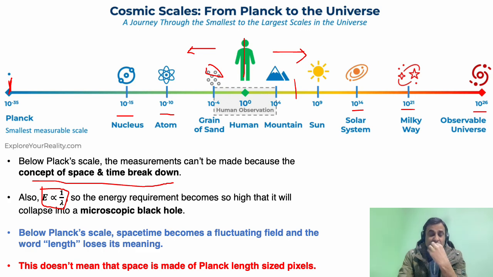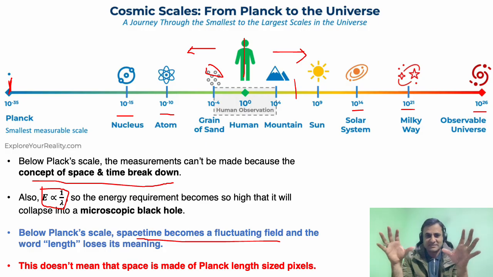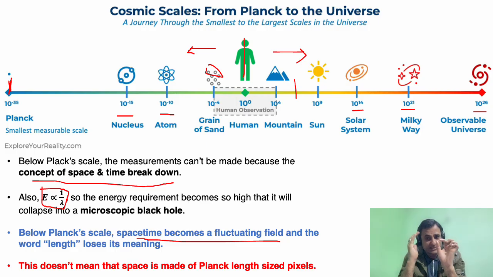And then there is one more reason, from the point of view of quantum mechanics: at such small scales, space and time actually do not appear to be space and time anymore. You are basically dealing with a quantum field. This is a fluctuating field, and in a fluctuating field the word length loses its meaning. So this is the smallest size that we can measure in the universe. But keep in mind that it does not mean that space itself is made of Planck-length-sized pixels of field or energy, whatever you call it. It just means that you cannot observe beyond that.